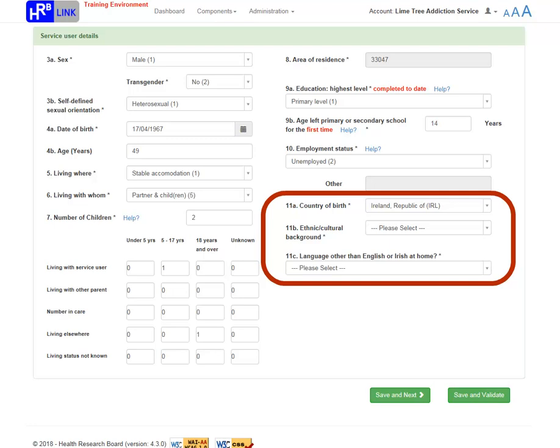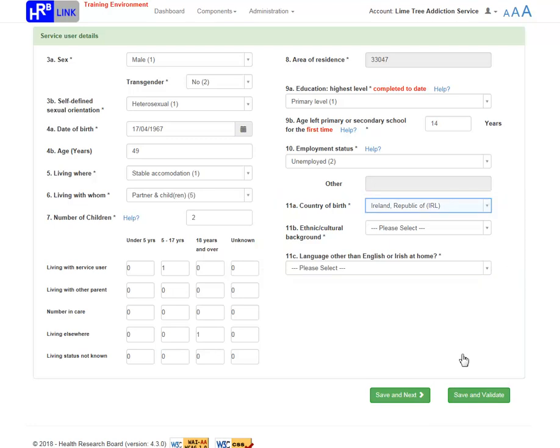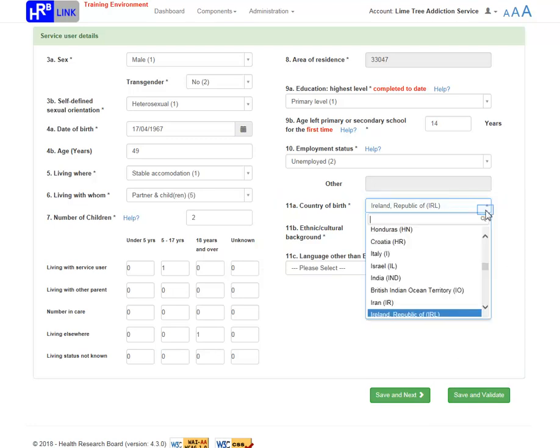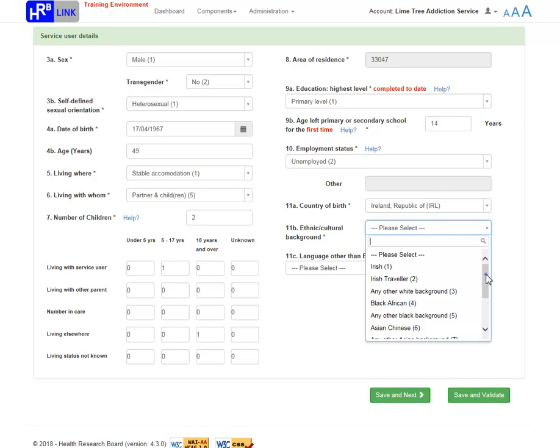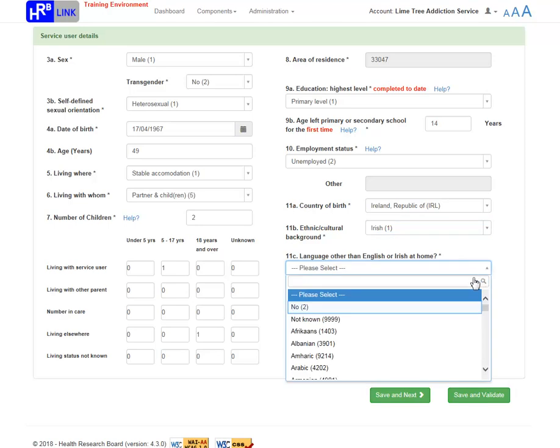Question 11a, Country of Birth, 11b, Ethnic Cultural Background, and Question 11c, Language other than English or Irish spoken at home. These fields replace nationality and ethnic background so that the NDTRS data collection reflects the ethnicity questions asked by the Central Statistics Office, or CSO. Instead of nationality, country of birth will now be recorded. The terminology for the options on ethnic cultural background have been standardized with the CSO terminology, and the option of Roma has been added.